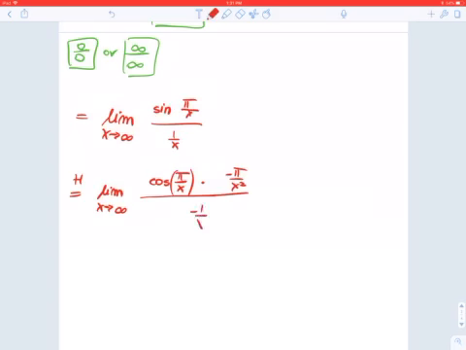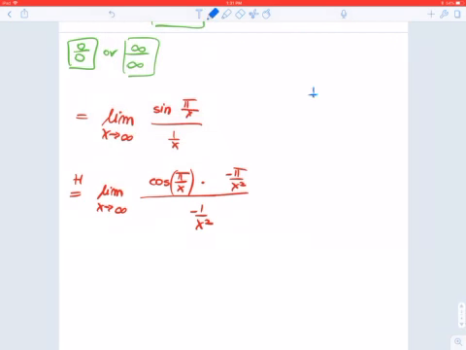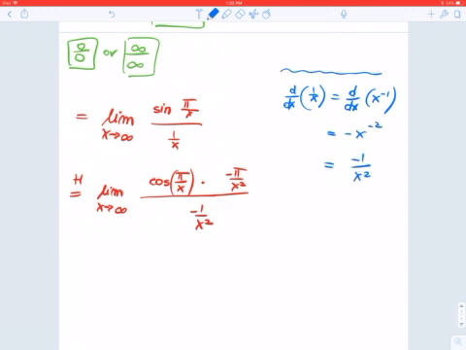Derivative of 1 over x is negative 1 over x squared. Yeah, I can work it out. 1 over x, for example, derivative with respect to x means x to the negative 1, negative 1, x to the negative 2, negative 1 over x squared.